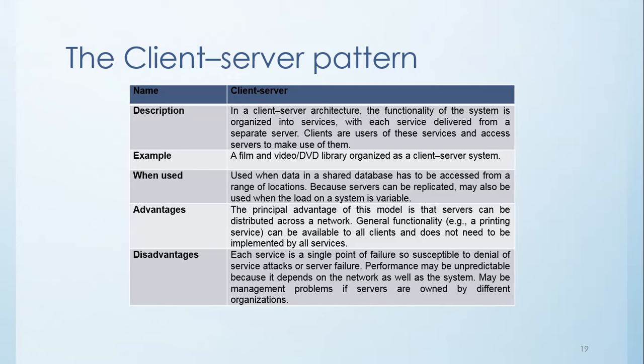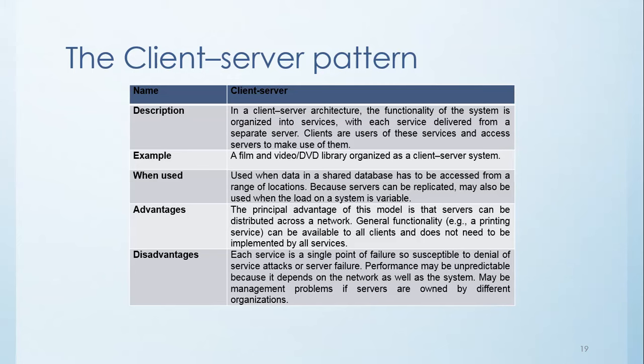You use this when data is in a shared database and has to be accessed from a range of locations. Because these servers can be replicated, it may also be used when the load on a system is variable. The principal advantage of this model is that servers can be distributed across a network. The general functionality can be available to all clients and does not need to be implemented by all services. However, each service is a single point of failure, so is susceptible to denial of service attacks or server failure.